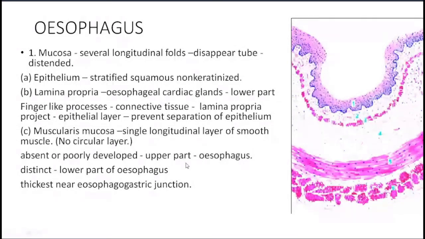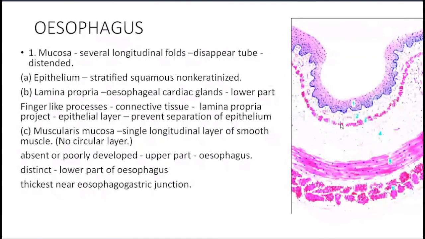Then the third layer is the muscularis mucosa. Muscularis mucosa here shows a single longitudinal layer of smooth muscle. Here there is no circular layer. This muscularis mucosa is poorly developed in the upper part. In the lower part it is distinctly developed, and it is thickest near the esophagogastric junction.